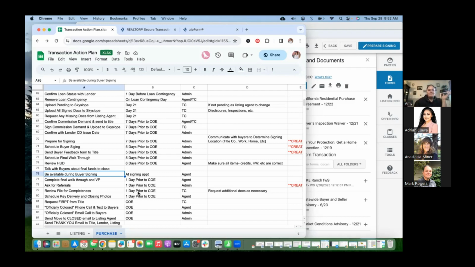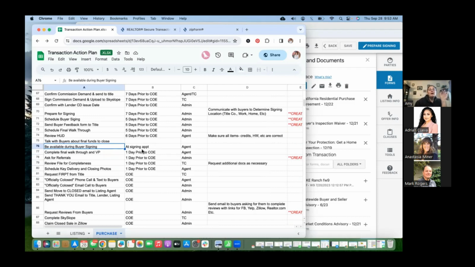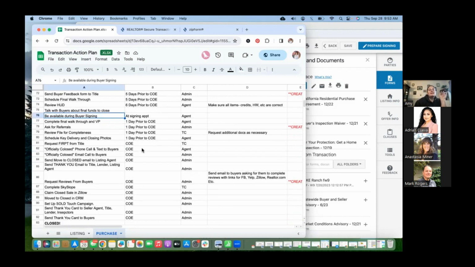Okay. Now we're at 1 day prior to the close of escrow. We're going to complete that final walkthrough and your verification of property condition. Okay. There's a form for that. It's called a VP, verification of property condition form. On that form, you're just going to note that, hey, the property is in the same condition as the date of the accepted offer, and all repairs that were negotiated have been completed. So if that's the case, you don't have to put anything on that form. You can just sign it.